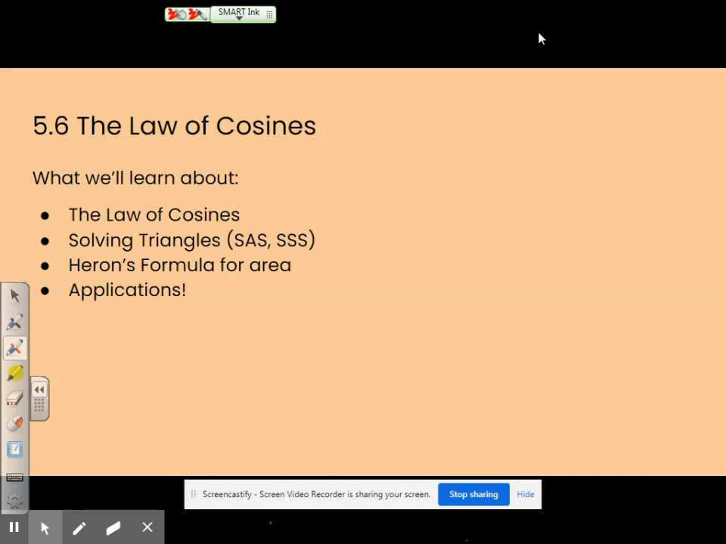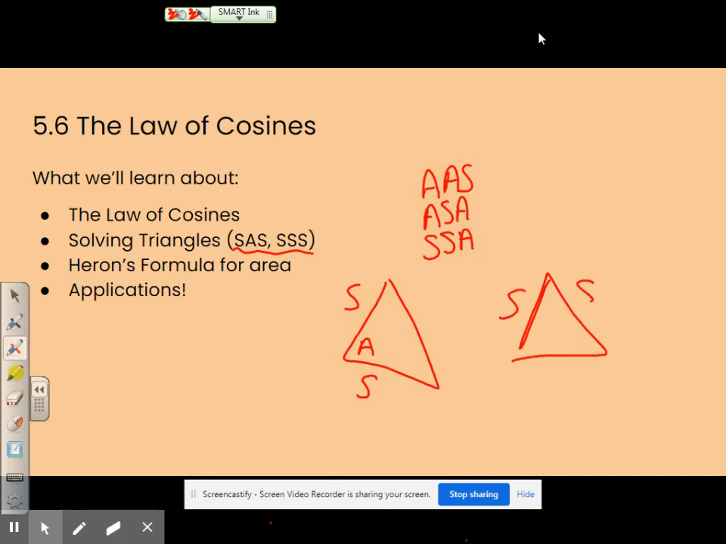In the Law of Sines, we were talking about solving different triangles, specifically angle, angle, side, and angle, side, angle. This time, when we're using law of cosines, we're going to be looking at triangles like side, angle, side, where we know two of our sides and the included angle, and side, side, side triangles, where we know all of the sides but none of the angles. Law of cosines is going to be there to help us solve our triangles, find all of the pieces and parts. We're also going to be looking at Heron's formula for area.